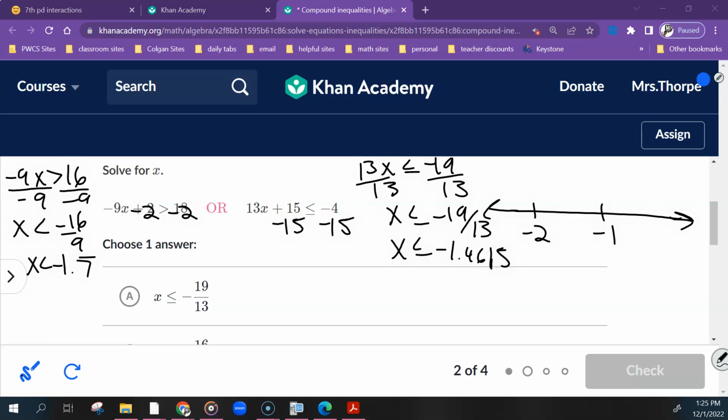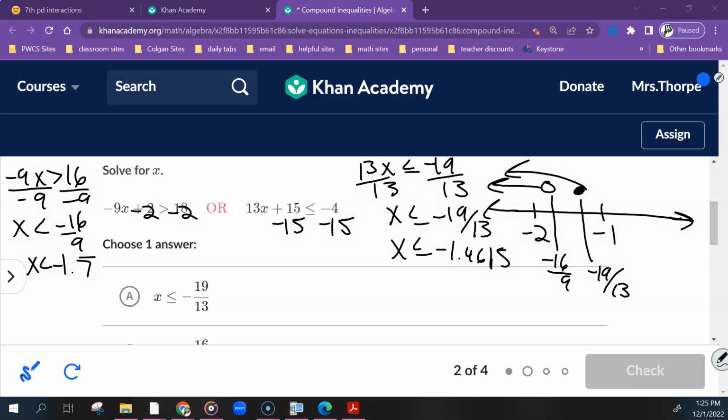This one would be closer to negative 2. And then this one would be kind of towards the middle. This one would be open, going to the left. And this one would be closed, also going to the left. With your or inequalities on Khan Academy, sometimes they'll graph apart, sometimes they won't.